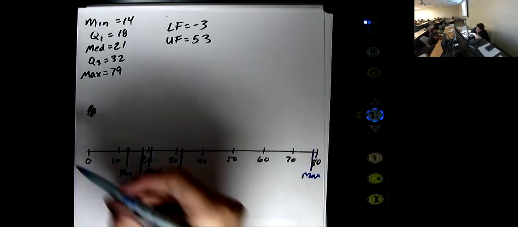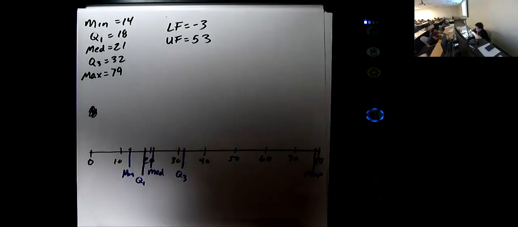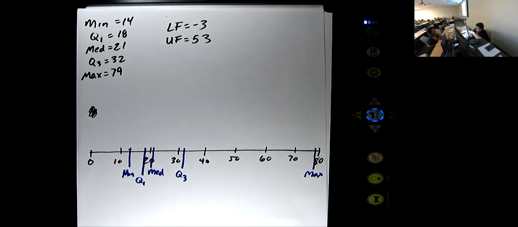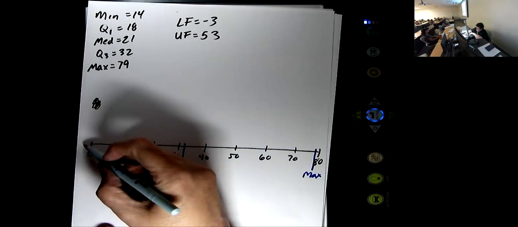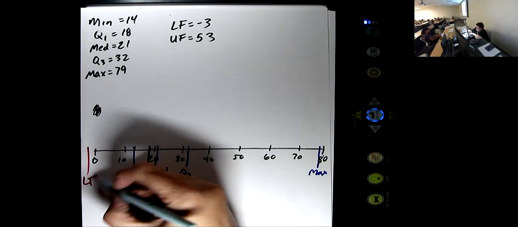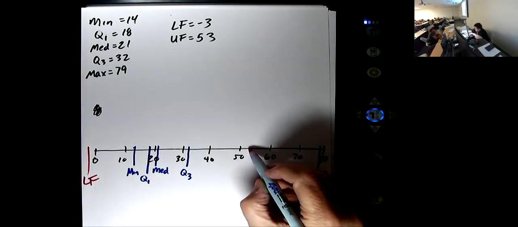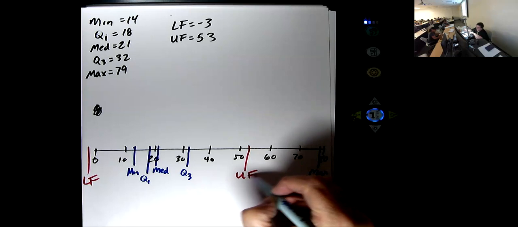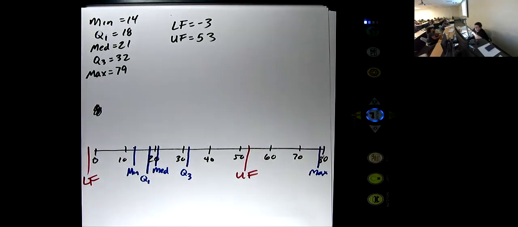My lower fence is over here. I'll use a different color for that. My lower fence is like here, LF. And my upper fence is right about there. I think that just makes it easier to track what I'm about to do next.